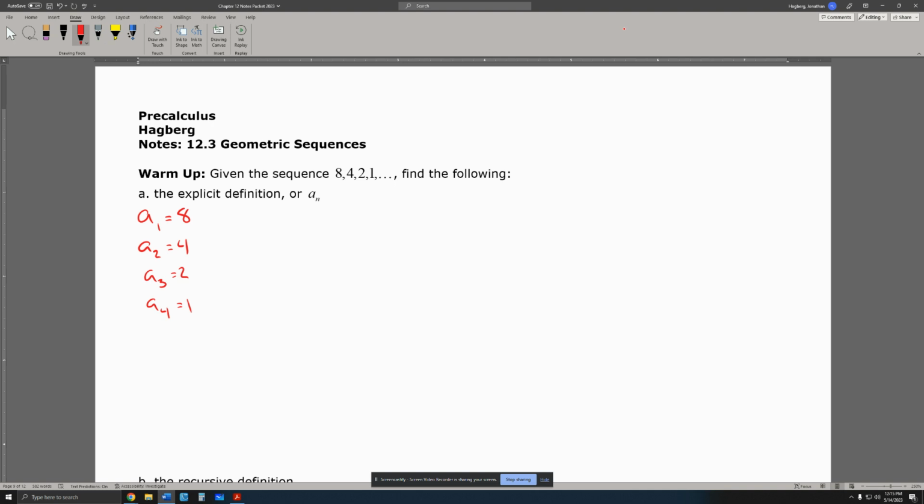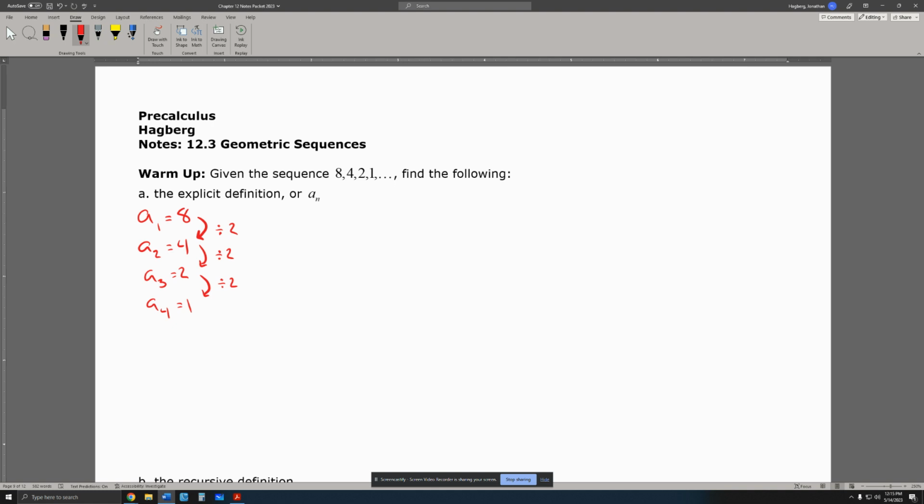We're not adding or subtracting a common difference, but I do notice that there's a common ratio. Between successive terms, we are dividing by 2. Another way we can conceptualize this is multiplying by a half. Okay? So I know that because we have a common ratio, this can be modeled.